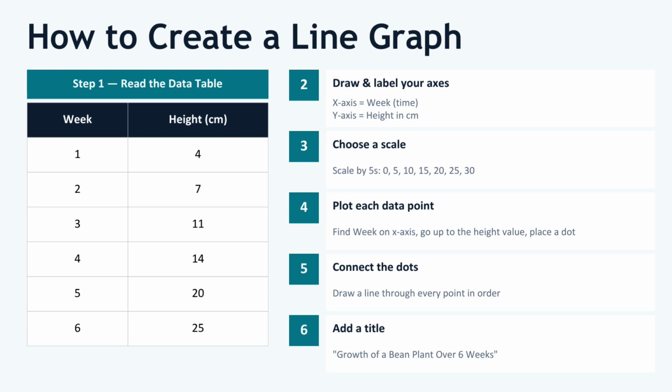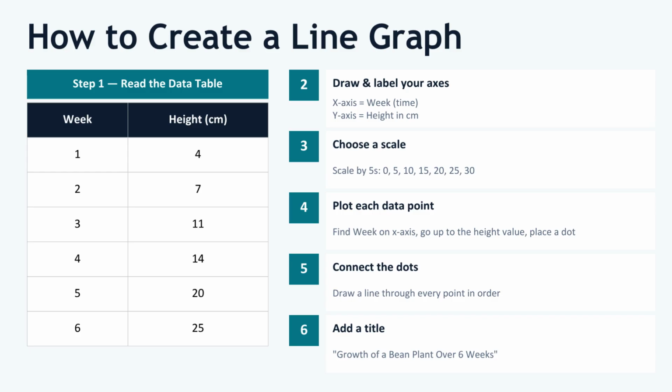Now let's look at how to actually build a line graph, step by step. Step 1 is to read your data table carefully so you understand what information you are working with. Step 2 is to draw and label your axes. The x-axis will show your time variable, and the y-axis will show your measured value. Step 3 is to choose a scale. Pick numbers that are evenly spaced and cover all of your data values. Step 4 is to plot each data point.